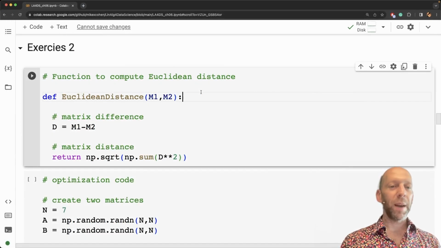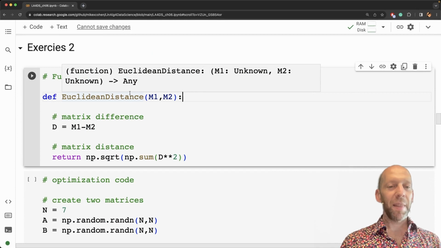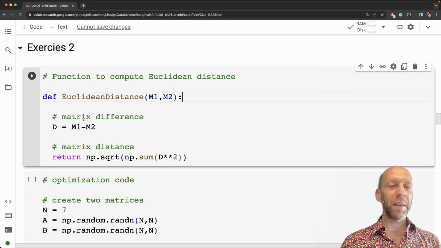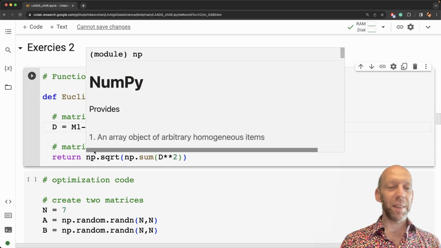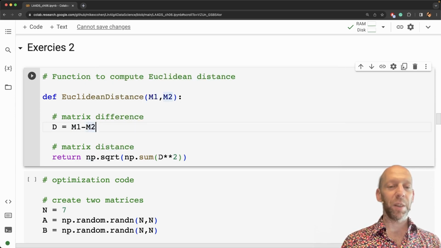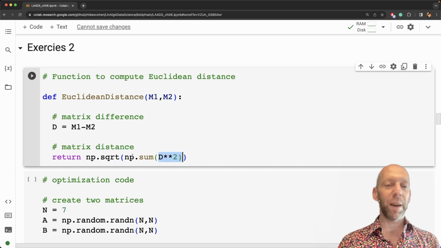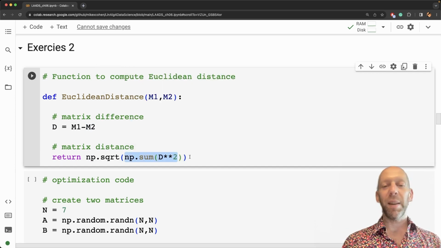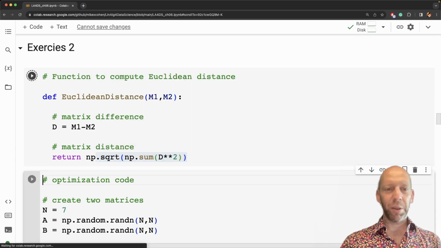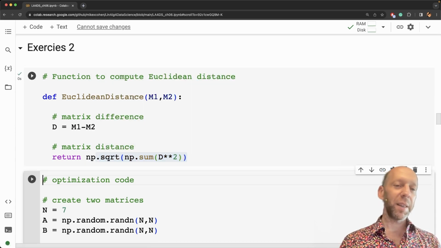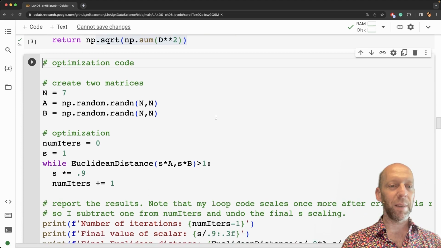So to start with, I created a function that computes the Frobenius distance between two matrices. So you can see we are inputting matrix 1 and matrix 2. Here is the difference between those matrices, and then this is the Frobenius distance, which is all the individual elements squared, and then sum them up and take the square root. Very simple function that is the Euclidean distance or Frobenius distance.